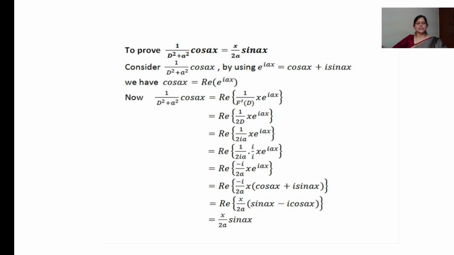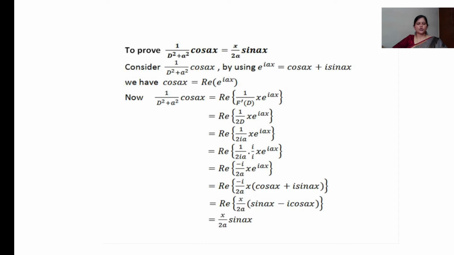In that, cos ax is the real part of e to the power iax, equal to cos ax plus i sin ax. Here we are taking the Euler's form of the complex number. So e to the power iax we can write as cos ax plus i sin ax, in which the real part is cos ax and the imaginary part is sin ax. Here we have cos ax, that's why we can consider it as the real part of e to the power iax. So using that condition, the given expression, 1 over D square plus a square into cos ax, is equal to the real part of 1 by f dash of D into x into e to the power iax.